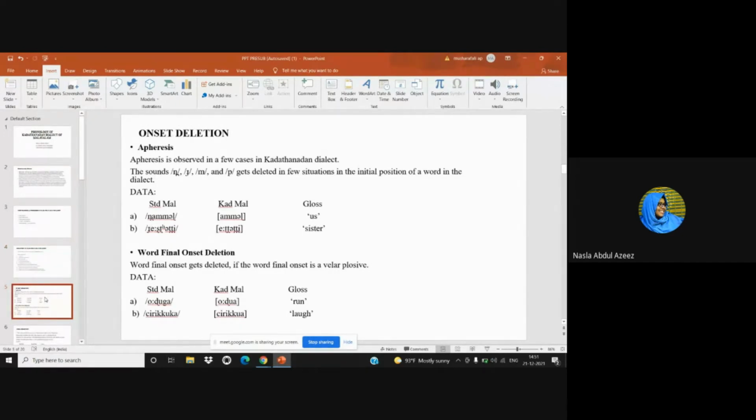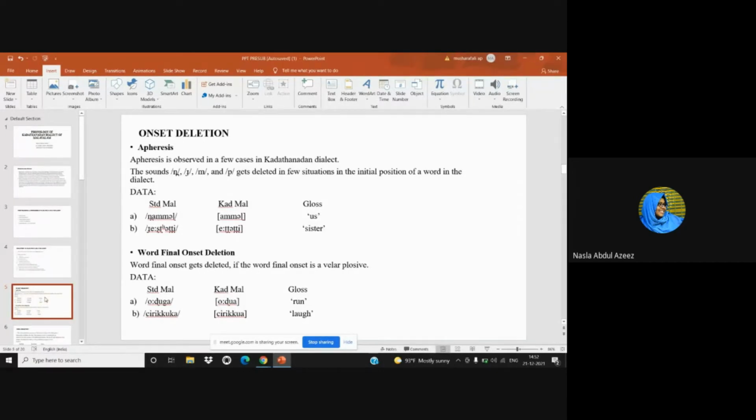We have aphaeresis as well as word final onset deletions in Kadathanadan dialect. Aphaeresis is not everywhere; only a few cases are observed. That is, word initial n, j, n and p get deleted in a few situations. Look at the examples. Nammal becomes ammal in Kadathanadan dialect; the n in the initial position of nammal gets deleted. The same is the case with Jeshtati, a long word from Sanskrit. Jeshtati in standard Malayalam becomes Etati in Kadathanadan dialect. Here the initial j gets deleted.